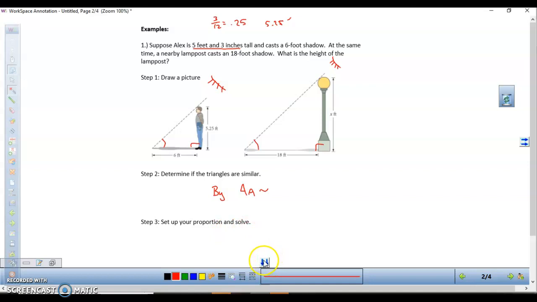Next we're going to set up a proportion and solve. Just like when we had any other similar polygons, the way we set up our proportion is to first find a similarity ratio. I know that this is 6 and this is 18. So the similarity ratio from the small triangle to the big triangle is 6 to 18, or 1 to 3 when you simplify it. Then I can set up a proportion: 1 over 3 is equal to 5.25 over x.